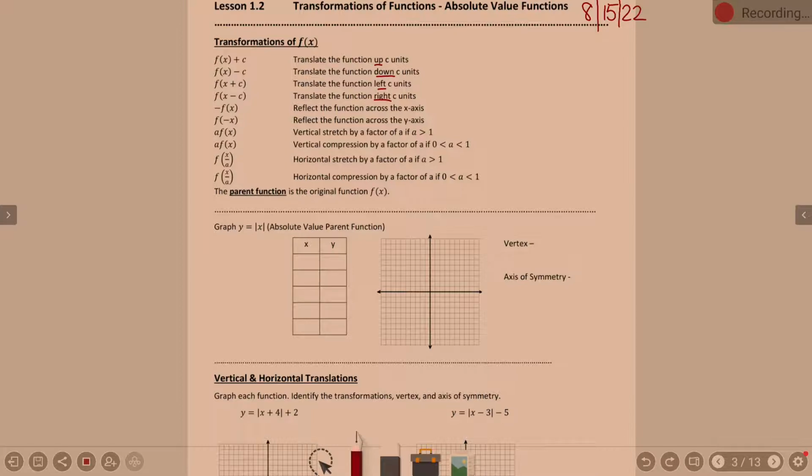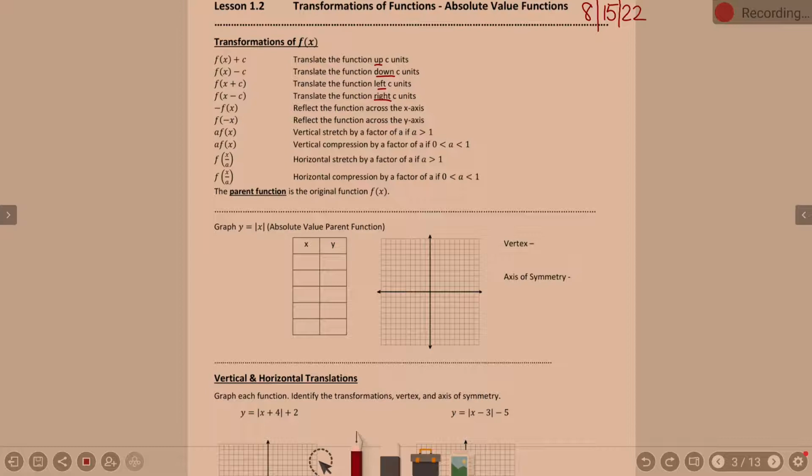Now, what's the catch to notice here? Or at least it's a catch in my brain. If I see a plus c, my graph is going to go left. If I see a minus c in parentheses or absolute value, it's going to go right. So I always say when you're going left or right, it's going to go opposite the direction of the sign. Okay, that's what I always mention there.